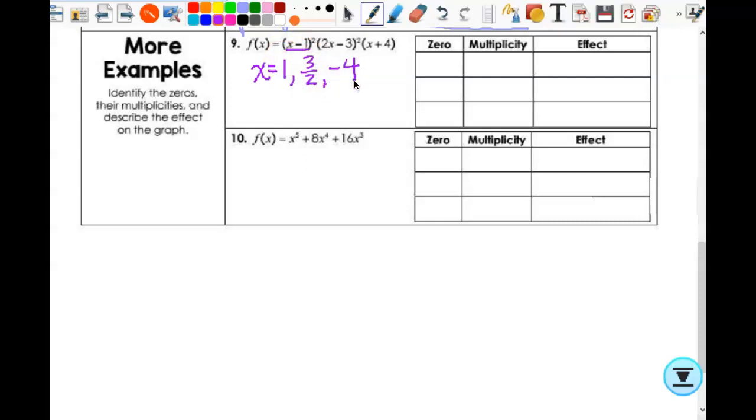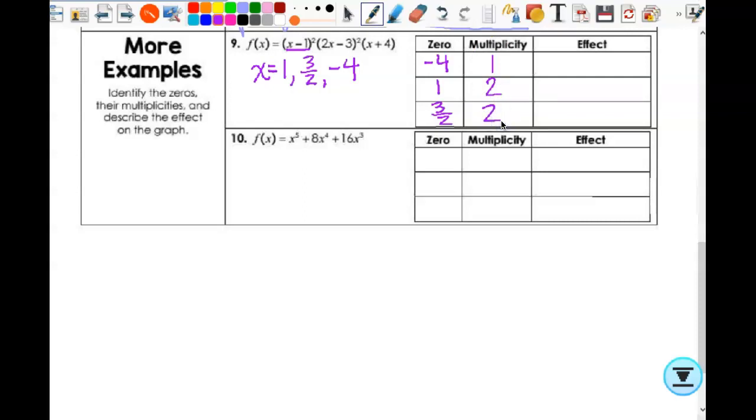When you put them in a list, in a chart or anything else, they should always be least to greatest. So this would be -4. What would the next one be? 1, and then 3/2. All right. And then what is the multiplicity on -4? 1. What's the multiplicity on 1? 2. And on 3/2? 2. Okay.